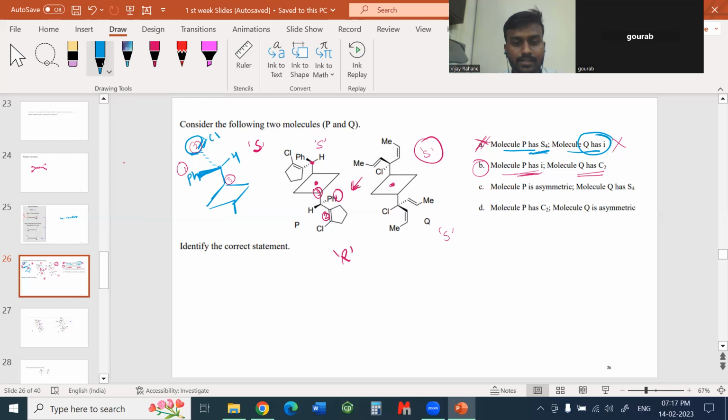Similarly, in this case also, we need to consider the molecule. Just for simplicity, I'm just drawing the molecule again. See, many times we get confused in such types of structures. So where does this molecule belong? Let's say these two groups are in the plane, and this phenyl group is on the lower side.